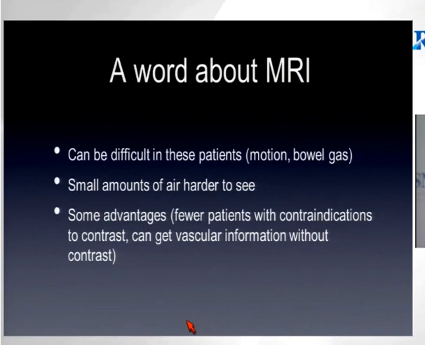Of course, it can be tough in these patients because of motion or bowel gas, and small amounts of air, like pneumatosis or free air, can be more difficult to see, but it does offer some advantages.